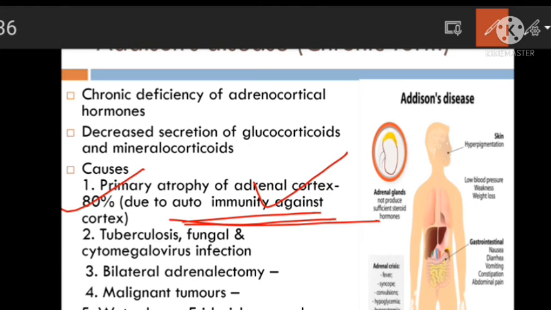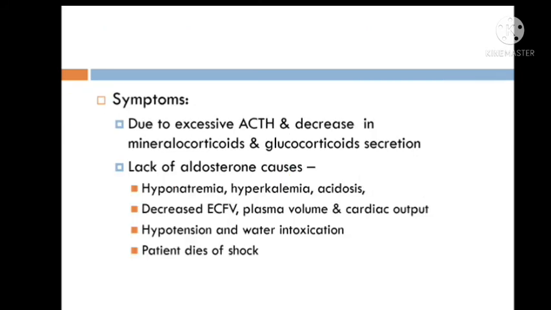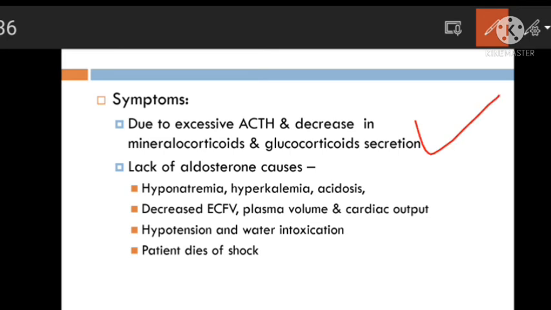Second, if it is because of some infection like tuberculosis, fungal infection, cytomegalovirus infection, that also destroys the adrenal gland. After adrenalectomy, if we have not given glucocorticoids and mineralocorticoids, then also this situation may occur. Malignant tumor may affect the hormone secretion, and another cause is Waterhouse-Friderichsen syndrome. Here severe infection and hemorrhage result in suppression of the adrenocortical functions. Now which are the symptoms? Symptoms are because of decrease in the mineralocorticoid and glucocorticoid secretion, and there is increase in the ACTH secretion because the negative feedback effect is lost.